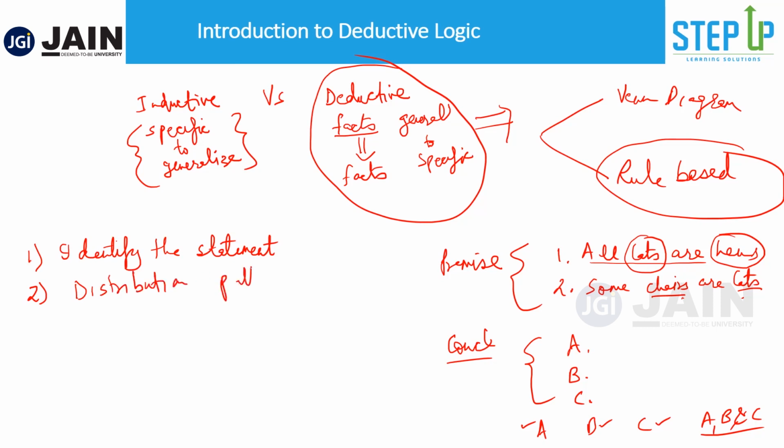That means you try to say what is distributed, what is not distributed. Now don't worry too much about distribution. I don't want to get into that theory, but you have to say whether it's distributed or not distributed. And once you identify the type of statement, once you identify the distribution pattern, you apply some basic rules and get to your answer. Okay, so now let me tell you what are the different types of statements.